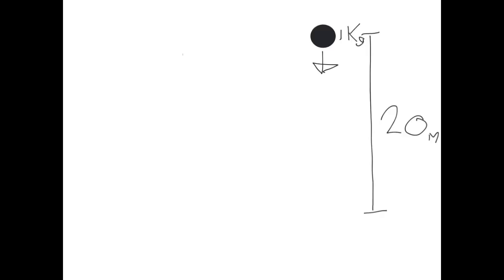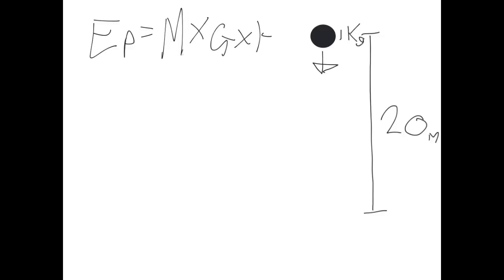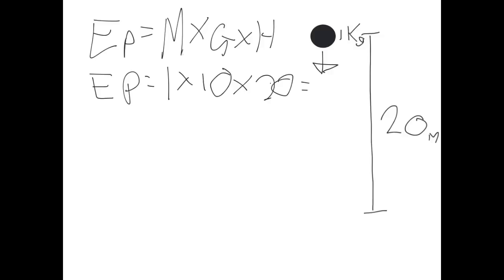So let's start with potential energy. As I already explained, potential energy equals mass times the acceleration of gravity times the height. That means that potential energy equals the mass, that is 1 kilogram, times the acceleration of gravity, that is 10 meters per second, times the height, 20 meters. This will equal 200. So the potential energy is 200.